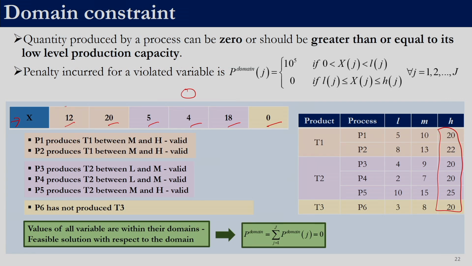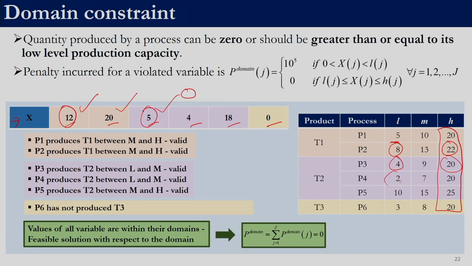So, now 12 if we see, it is greater than 5 and less than 20. So, it is in the valid region. 20 if we see, it is greater than 8 and less than 22. So, this is also in the valid region. 5 if we see, it is greater than 4, and it is less than 20. So, this is also in the valid region.